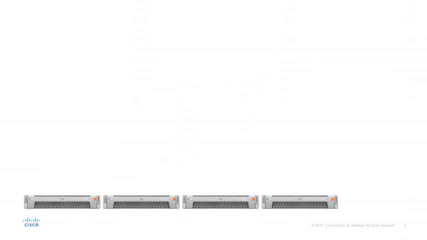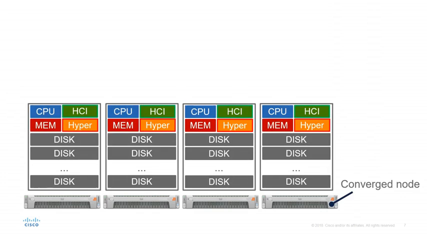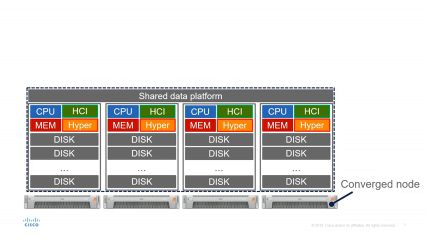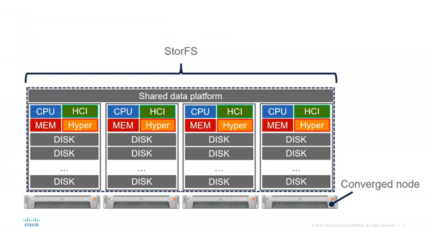Individual HyperFlex nodes in a HyperFlex cluster are called converged nodes. These converged nodes provide the underlying hardware, which is then merged by the HyperFlex software in a common data platform by integrating them into a distributed file system called StoreFS, which is the distributed file system of HyperFlex.